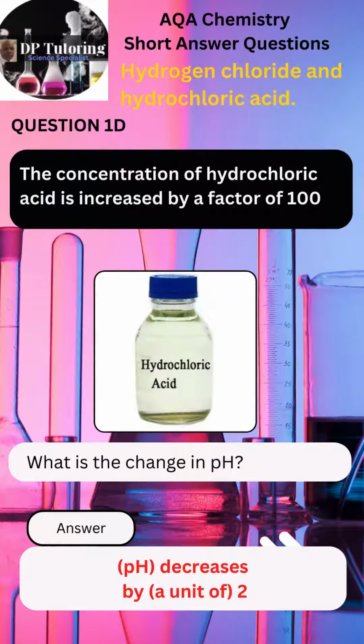pH would decrease. 2. By a unit of 2. Explanation: if you increase the factor of 100, then you will get 200. 200 divided by 100 is equal to 2. Take time to review this to increase your chances in your examination.